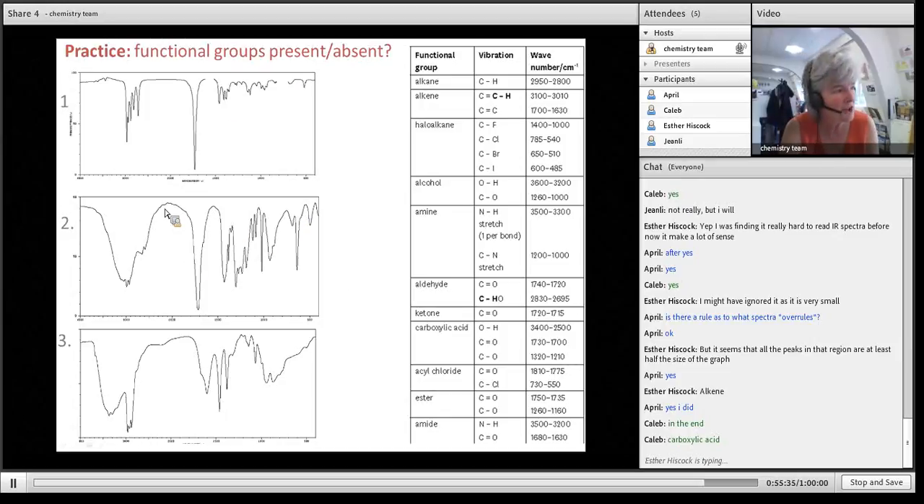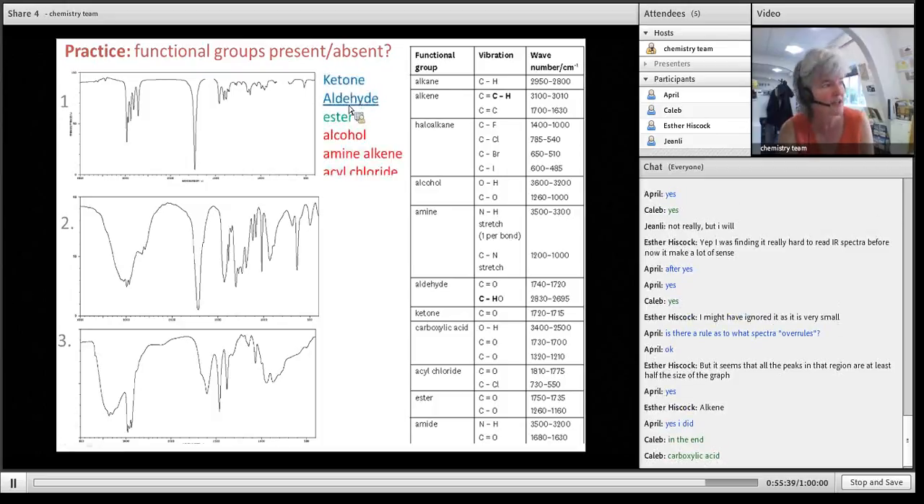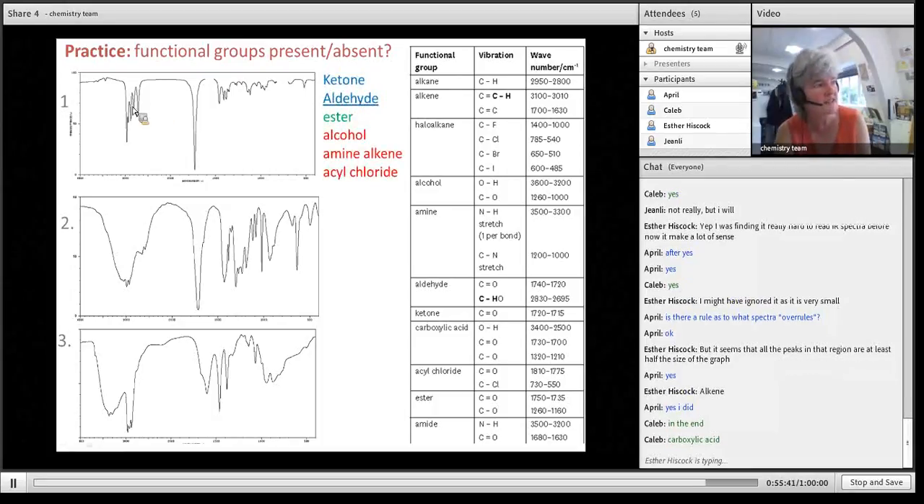Who would like to have a go at the second one? So let me click for there. So it's an aldehyde. You may have come up with a ketone, but as I say, that was the defining characteristic. Ester was possible, but there wasn't much over here. And you certainly should have been able to eliminate all of those.